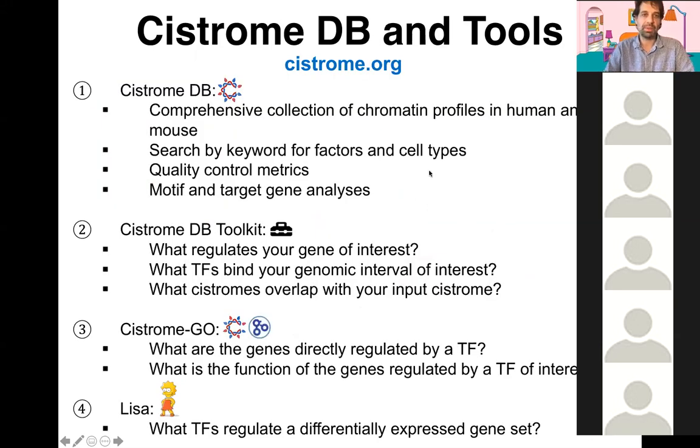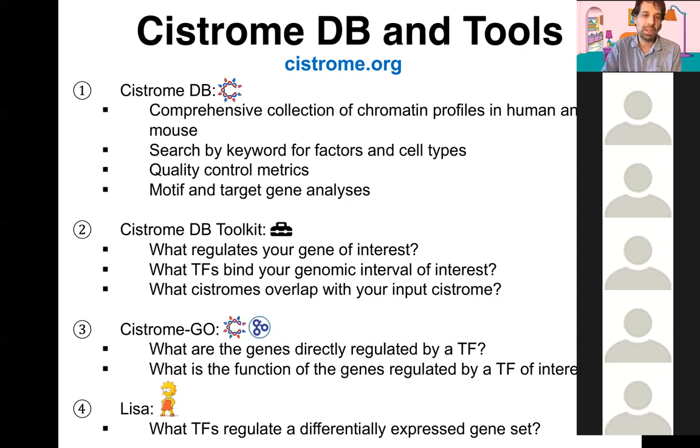So in summary, I've gone over some of the main functionality of the Cistrome Data Browser. Firstly, there's the Cistrome Data Browser, which is a collection of chromatin profiles in human and mouse. You can search in various ways by keywords, quickly evaluate the quality of the samples, and there is some downstream analysis of the motif and the target genes. I've also described the toolkit. It can answer what regulates a gene of interest, what transcription factors bind in a genomic interval of interest, and also what cistromes overlap with your input cistrome of interest.